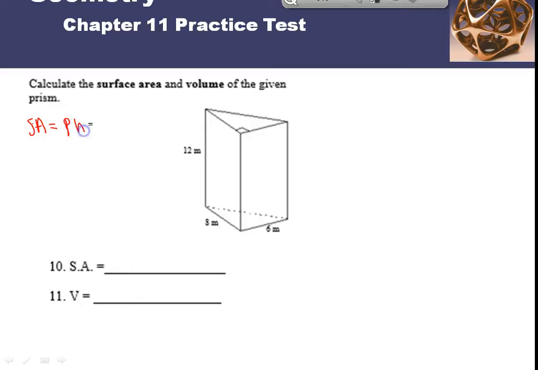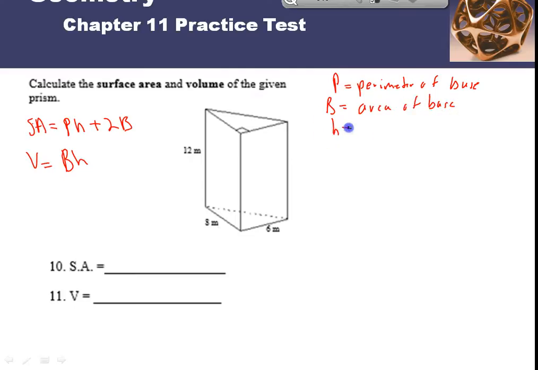Okay, so remember the surface area is the perimeter times the height plus 2 big B. And the volume is area of the base times the height. And then remember, in your notes, you should have this written down. P is the perimeter of the base. And B is the area of the base. And H is the height of the prism.